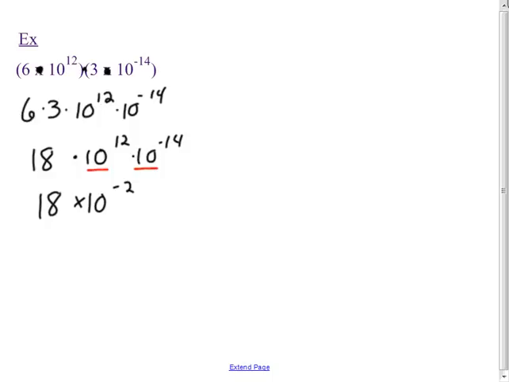Now, this is not in scientific notation yet. Okay, this is not in scientific notation. This is a multiplication problem. If I want it in scientific notation, this mantissa has to be between 1 and 10. So my decimal that sits back here has to move in. So this is 1.8 times 10.